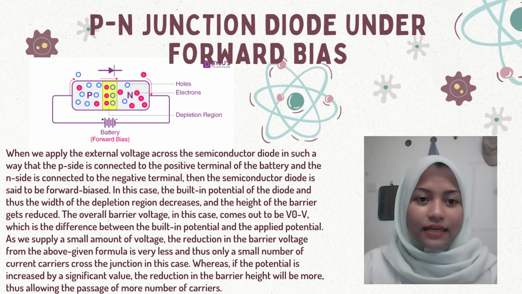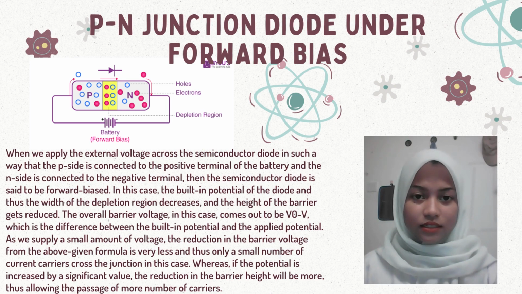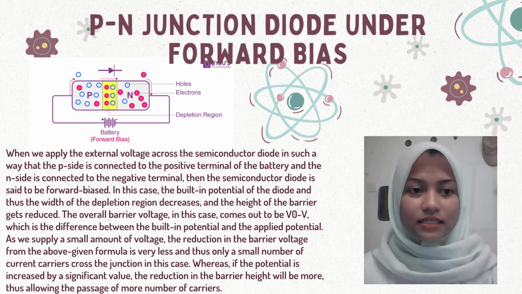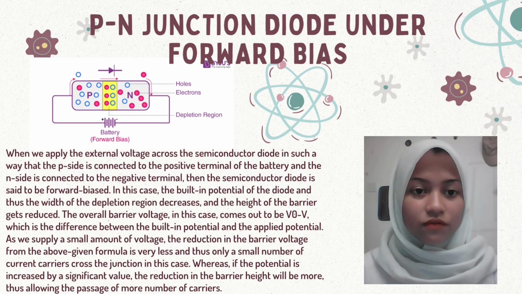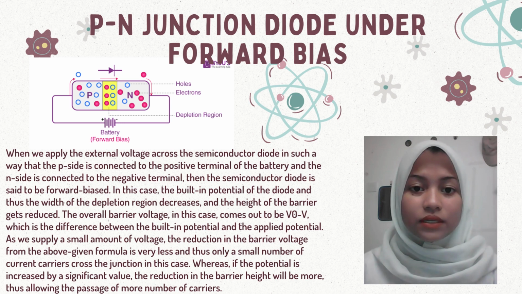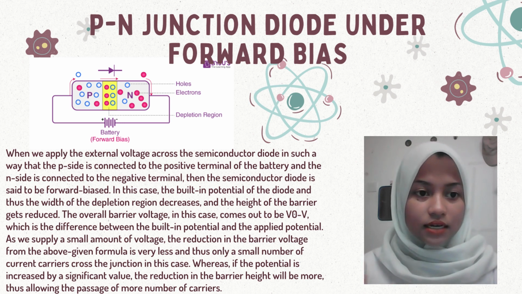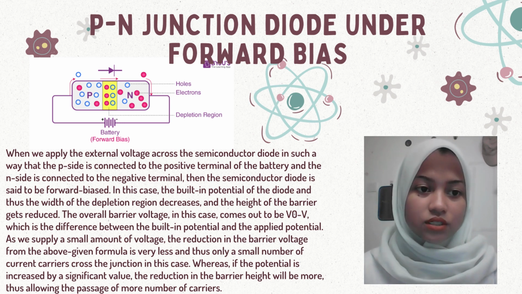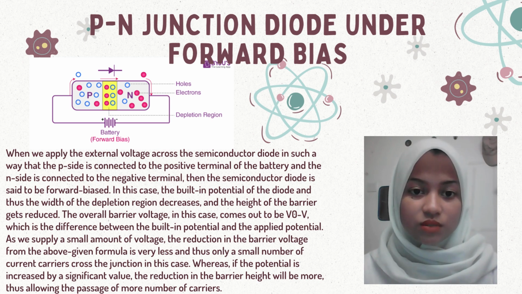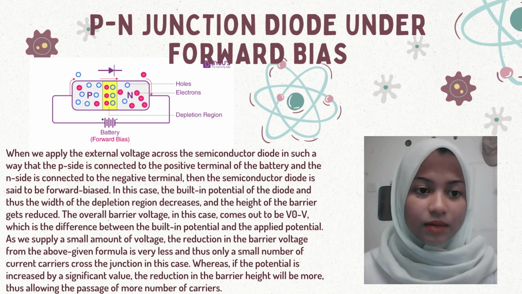When we apply the external voltage across the semiconductor diode in such a way that the P side is connected to the positive terminal of the battery and the N side is connected to the negative terminal, then the semiconductor diode is said to be forward biased. In this case, the built-in potential of the diode and thus the width of the depletion region decreases and the height of the barrier is reduced. The overall barrier voltage in this case comes out to be V0 minus V, which is the difference between the built-in potential and the applied potential.